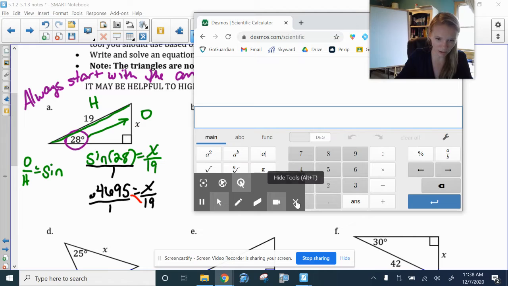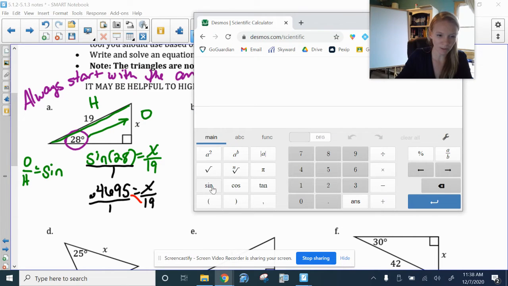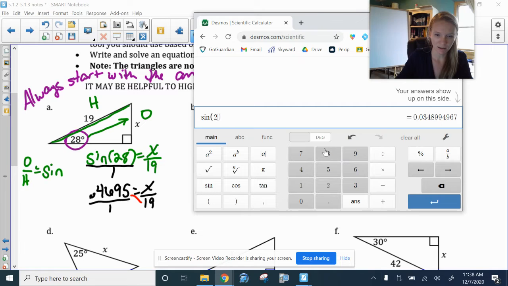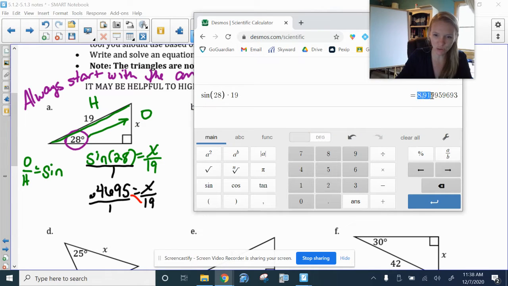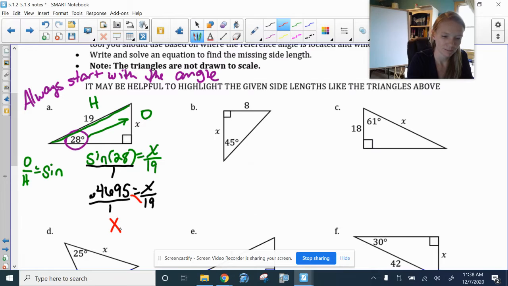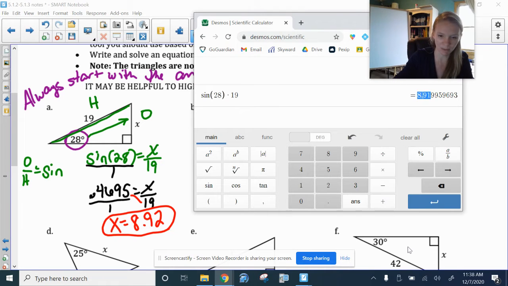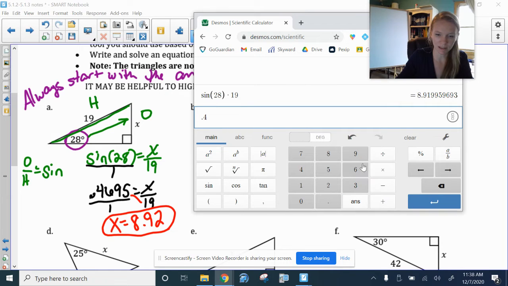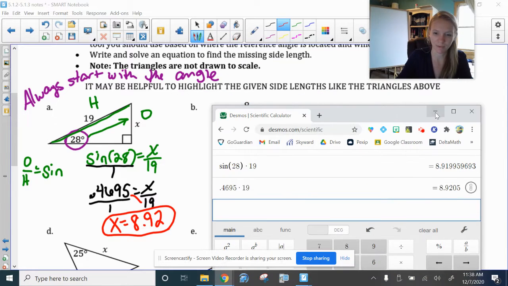I'm going to hide my tools. So I'm going to do my sine of 28, and I'm going to multiply with that 19. And it gives me about 8.92. That is what it'll round up to. If we just did that with the decimal, 0.46695 times my 19, it already puts me at the 8.92. So it's just a slightly different version.